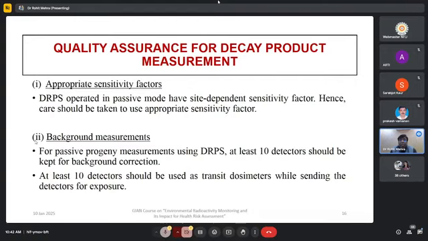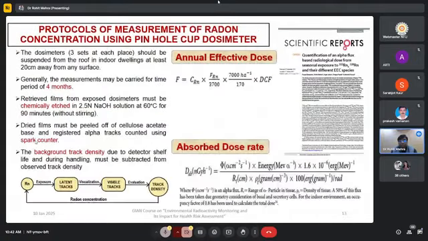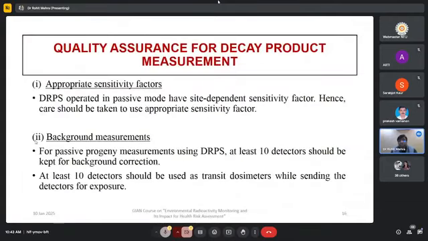The reason for that particular factor was that at that time we were not sure whether it was a contribution of the progeny or a contribution of the parent, radon or the polonium. But now we have used some different sensitivity factors. This is what we have mentioned also. In my previous lecture, I mentioned some sensitivity factors, so you have to understand what type of sensitivity factors you are using.